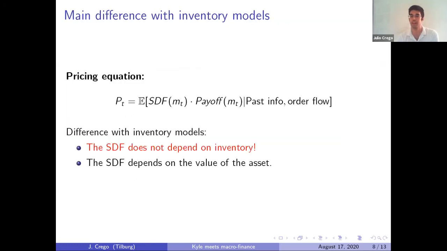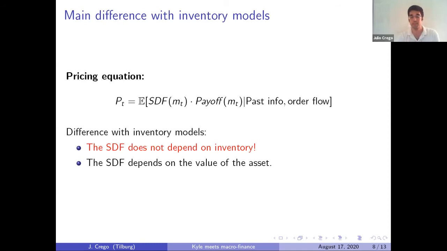I think the trick is in the pricing equation. Your pricing equation comes from the macro model, and it's just the SDF times the payoff, conditional on the past information and the order flow. So what is not in the pricing equation is the inventory. All inventory models will have the inventory in the pricing equation, because as the market maker gets more of the asset, so she builds some inventory, then she needs to be more compensated if she wants to buy more, and she doesn't need compensation if she wants to sell, because she already has a lot, so she's happy to sell, because that's hedging. And that's the part that is not in your paper.